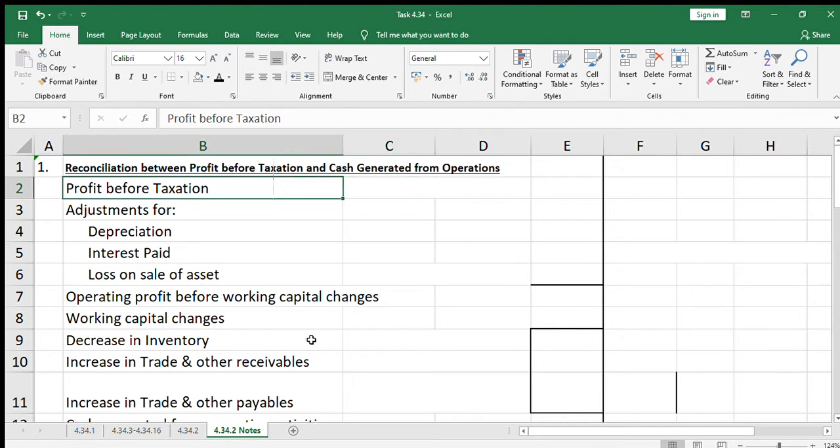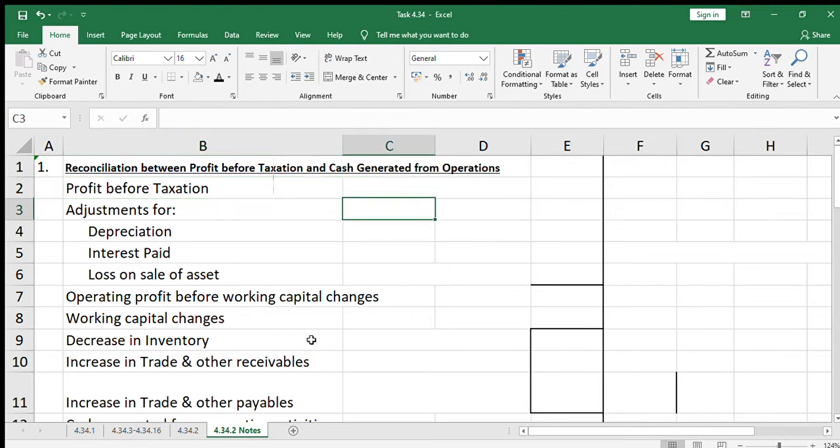Okay, and look at your information in your question. Number 1, income tax per the income statement for the financial year is 369,000. So to calculate profit before tax, we're going to add back the income tax to get the answer of 1,230,000. Okay, the next thing we're going to adjust for is depreciation.